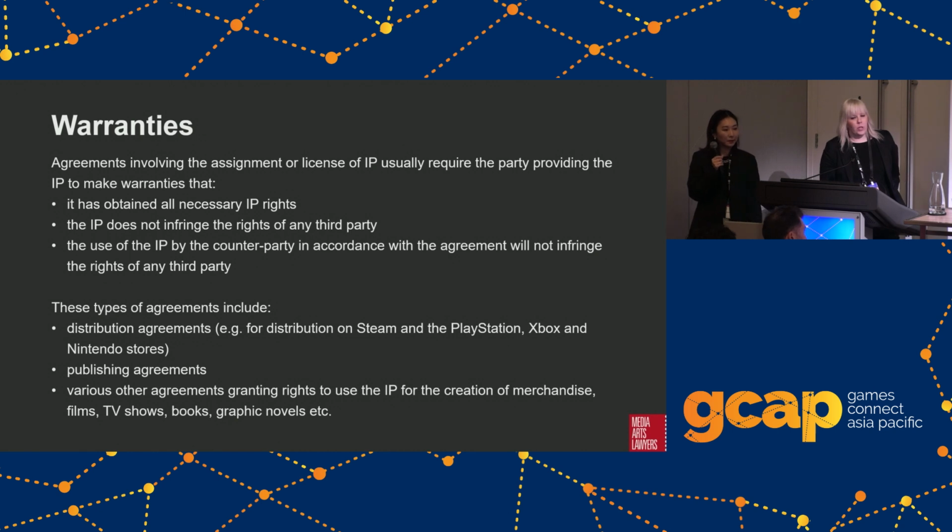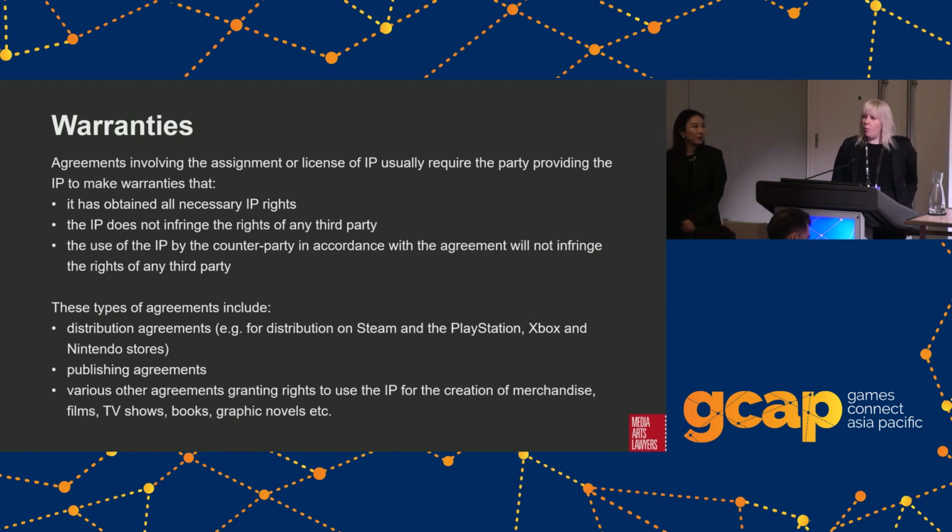We just briefly touched on warranties, but what is a warranty? You'll find many agreements that involve the license or assignment of IP will require the party that provides the IP to provide a warranty. The warranties will be that the person has obtained all necessary IP rights, the IP doesn't infringe the rights of any third party, and the use of the IP by the counterparty in accordance with the agreement won't infringe the rights of any third party.